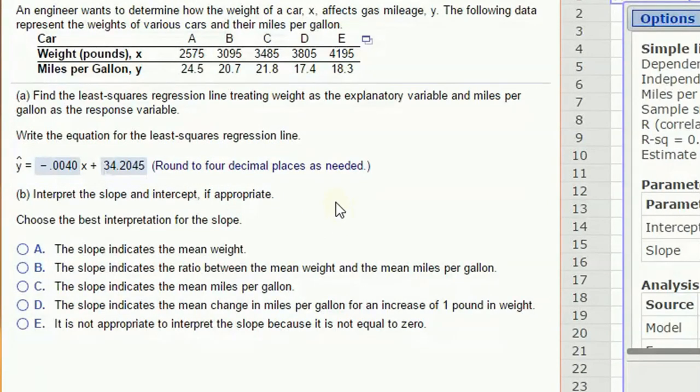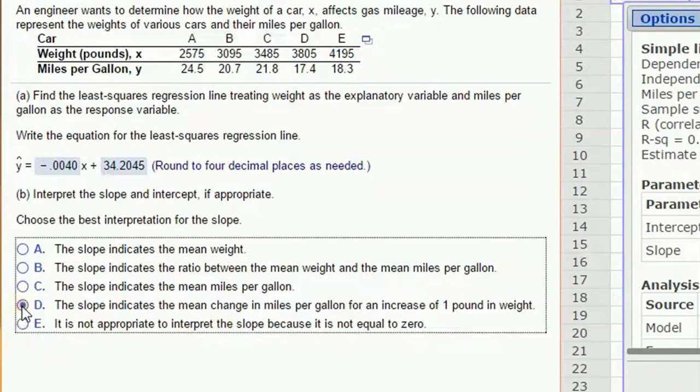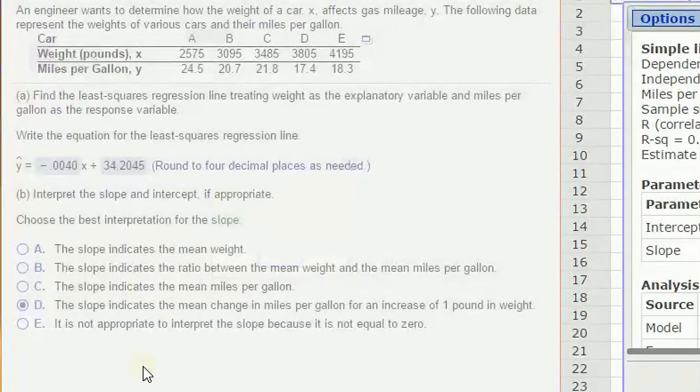So the slope is, since the weight of the car is in pounds, the slope is saying, okay, if we increase the weight of the car by a single pound, we expect on average that the miles per gallon will decrease by 0.004 miles per gallon. So the slope indicates the mean change or average change in miles per gallon for an increase of 1 pound in weight. That's the interpretation we give for the slope.